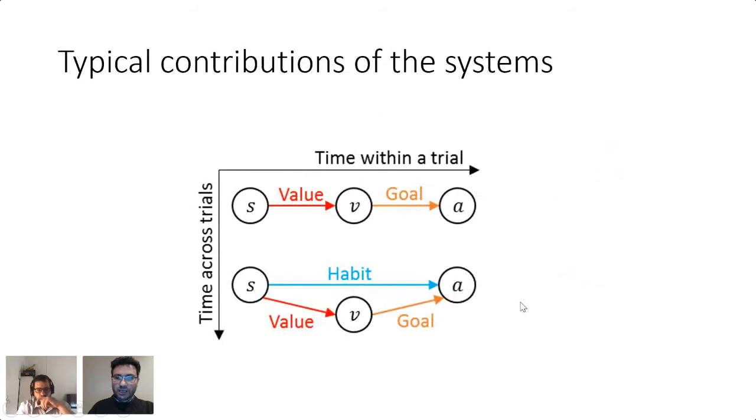So let me illustrate how these different systems contribute to action selection during a typical task. On initial trials, the valuation system evaluates the current state S and computes the desired reward V, and then the goal-directed system finds the action A. Over the trials, the habit system learns to mimic the choices made by the goal-directed system, and then both systems suggest actions, and their influence depends on their level of certainty.